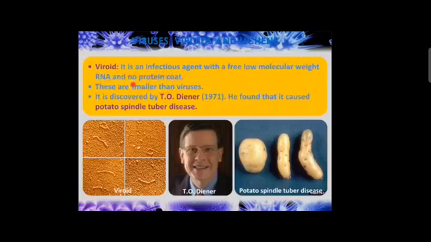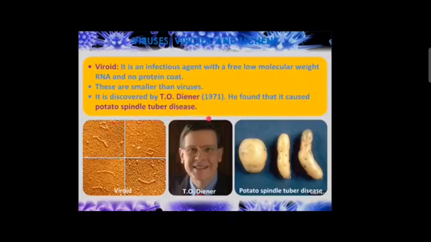In the viruses, it is covered by the protein coat. So that protein coat is absent here in the viroids. Then these are smaller than the viruses. One more difference, these are smaller than the viruses. And it is discovered by T.O. Diener. Then he found that it caused potato spindle tuber diseases.